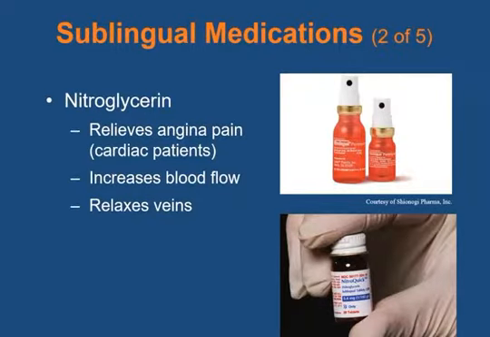Nitroglycerin. Many cardiac patients carry fast-acting nitroglycerin to relieve angina pain. Nitroglycerin increases blood flow by relieving the spasms and causing arteries to dilate by relaxing the muscles of the coronary arteries and veins. It also relaxes veins throughout the body so that less blood is returned to the heart, which decreases workload and blood pressure.